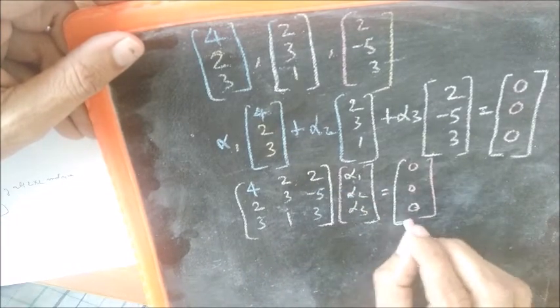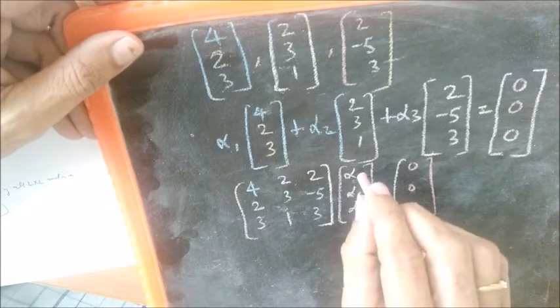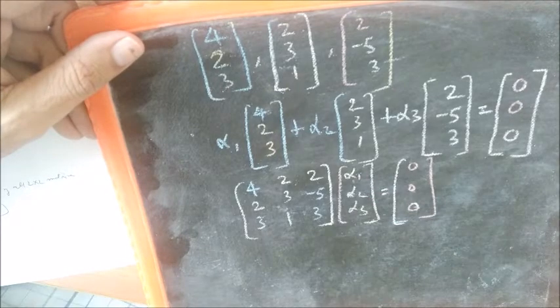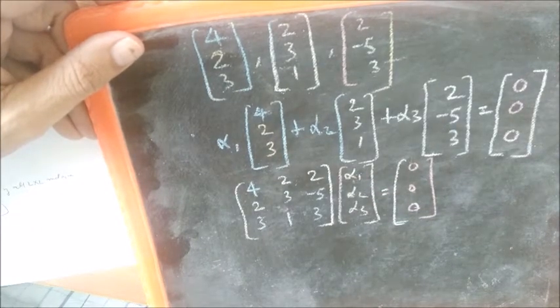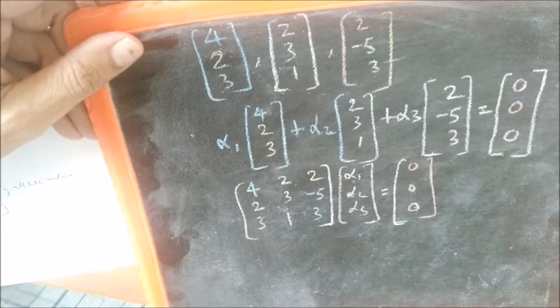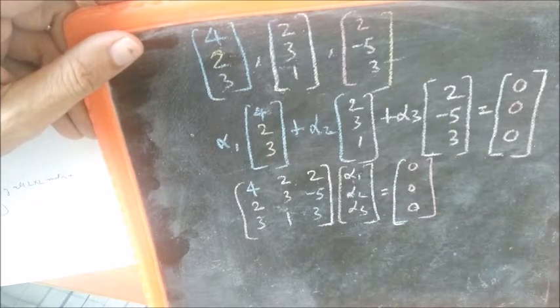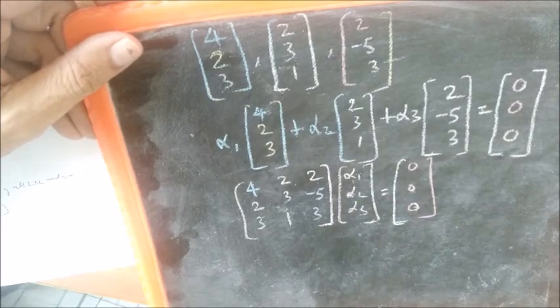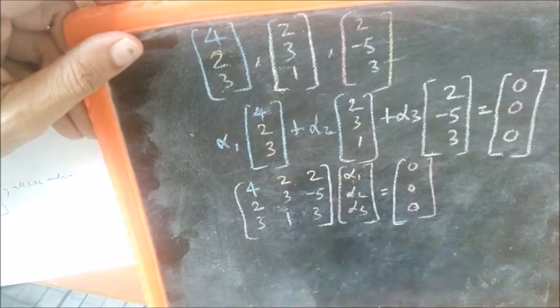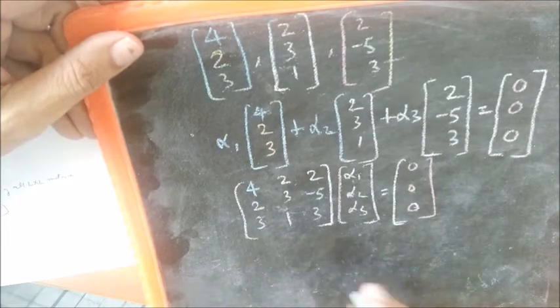So we have to see whether it is possible to find non-zero values for alpha 1, alpha 2, alpha 3, or rather at least one of them should have a non-zero value, such that this equation is satisfied. And if that happens, then these vectors are not linearly independent. On the other hand, if only for alpha 1, alpha 2, alpha 3 equal to 0 this equation is satisfied, then this set of vectors is independent.